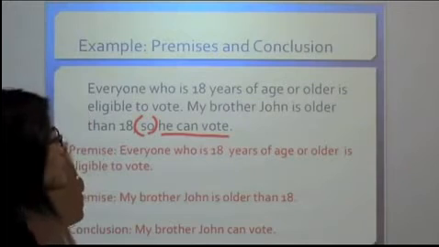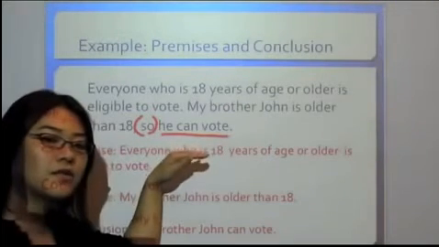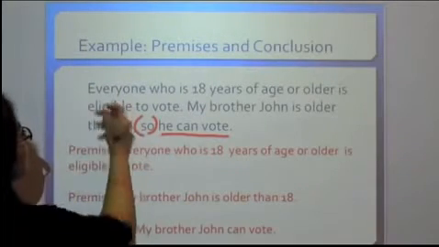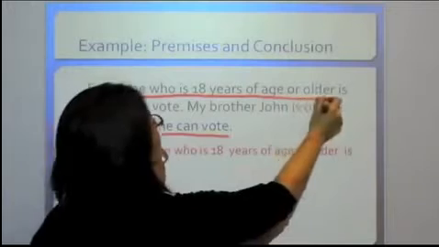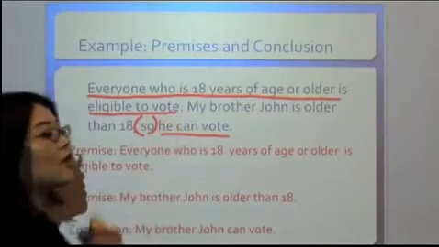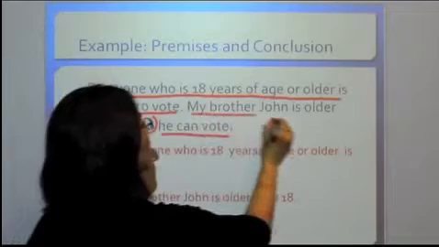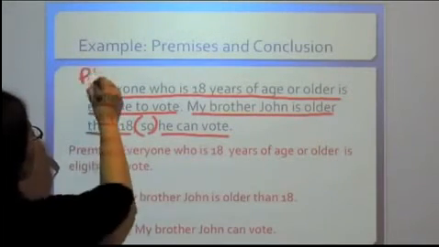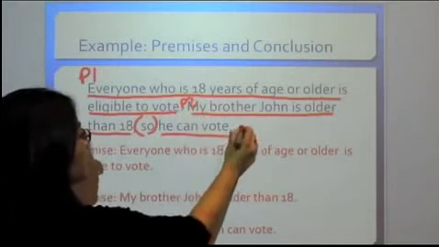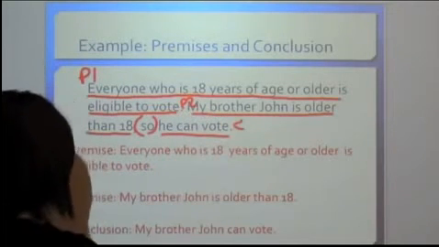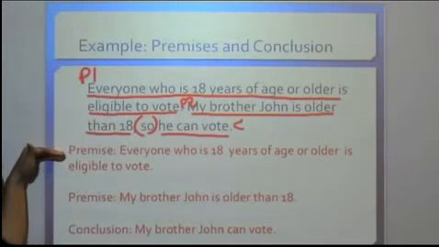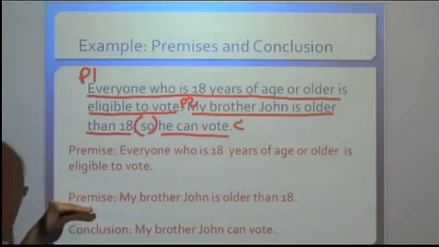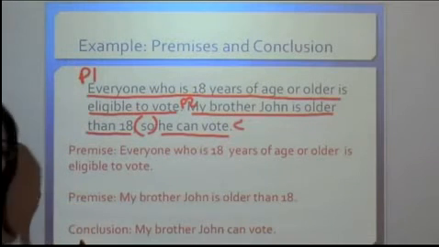Now, given that we were able to identify this statement here as the conclusion, this also tells us that the other 2 statements are premises. Everyone who is 18 years of age or older is eligible to vote is a premise, and my brother John is older than 18 is another premise. So here we have premise 1, here we have premise 2, and this is the conclusion. My brother John is older than 18, and my brother John can vote.